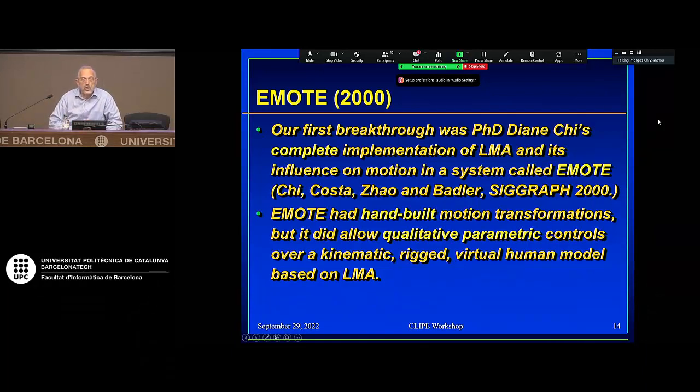So we knew about LMA probably in 1977 or 76, and it was really almost 25 years later that we had our first computational realization of this system. It was a PhD student, Diane Chi. She built a complete model of LMA called Emote. It was published in SIGGRAPH 2000. And Diane hand-built all the motion transformations, but to her credit, it wasn't a one-off system. It involved turning all the LMA features into parametric controls.